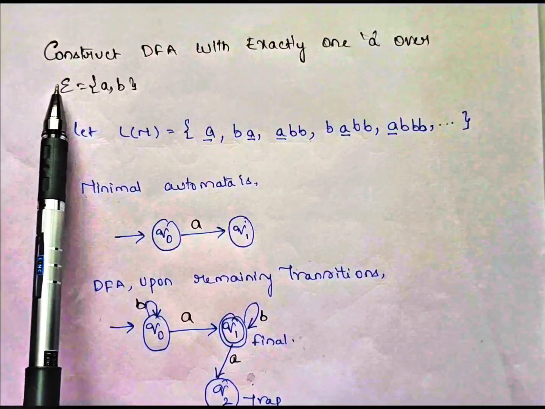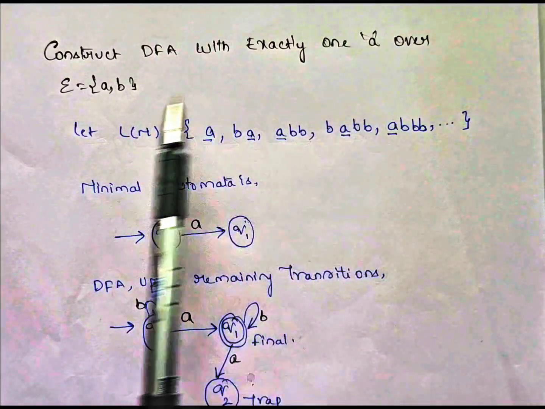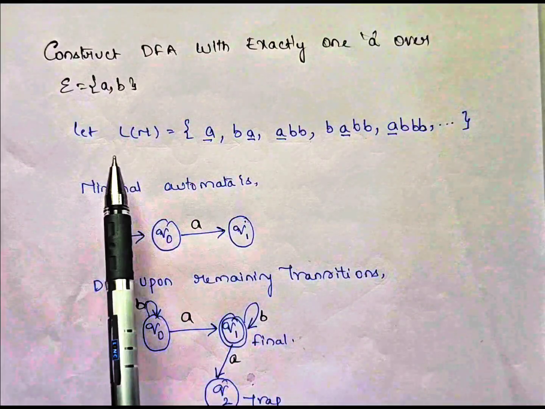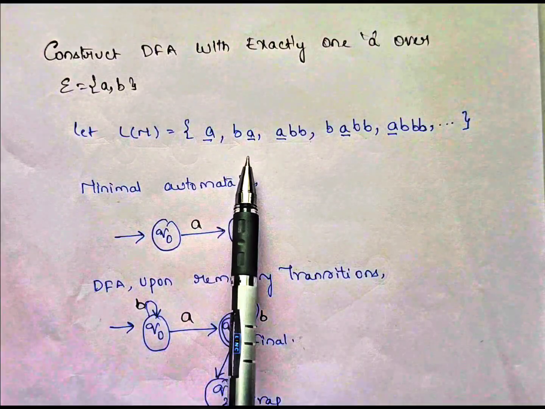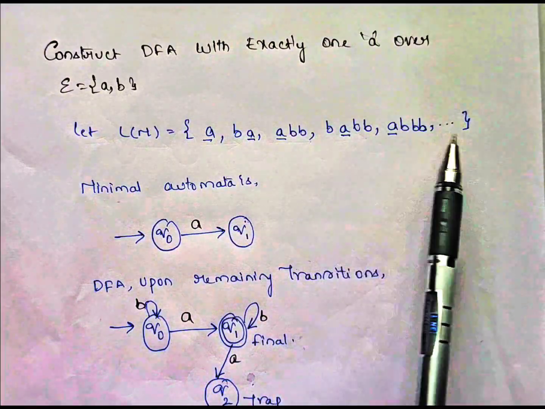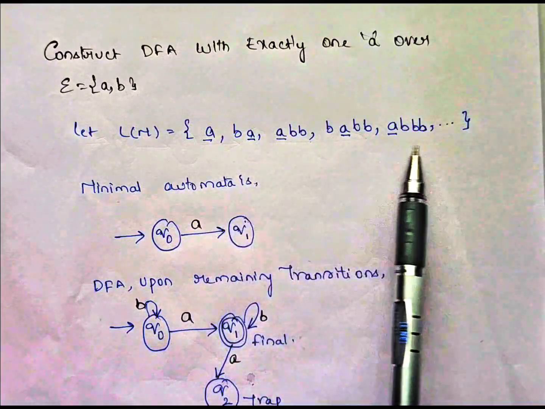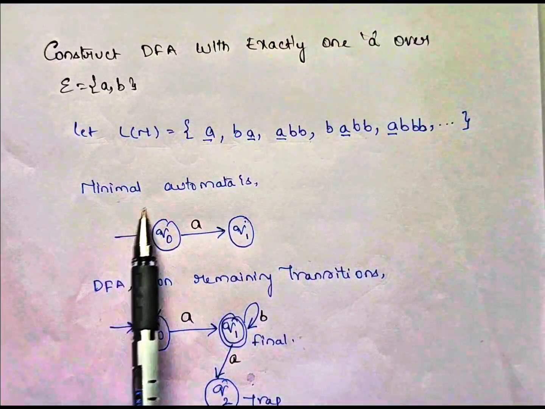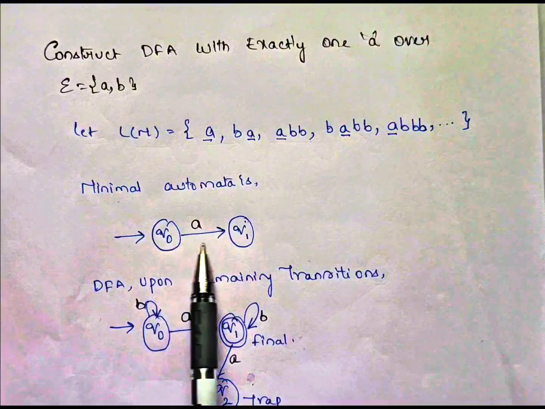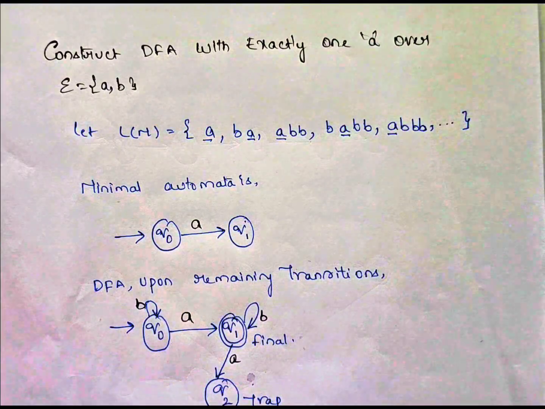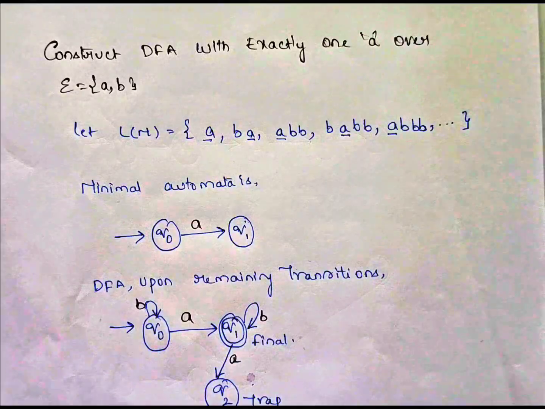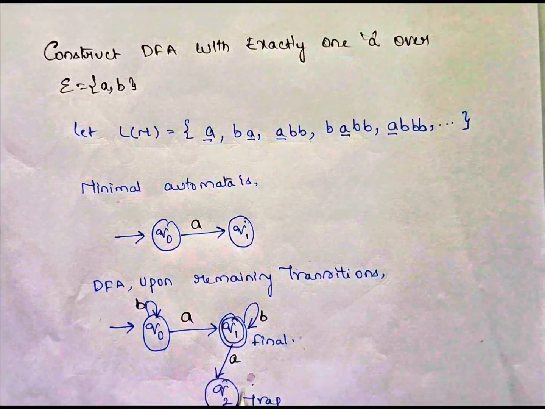Our next example is to construct a DFA with exactly one A over input A and B. Let us assume L of M is a language with the sample strings A, BA, ABB, BABB, and so on. Here all the strings have exactly one A. So the minimal automata will process a single A from the initial state to the final state. Upon giving the remaining input transitions, we construct the complete DFA.